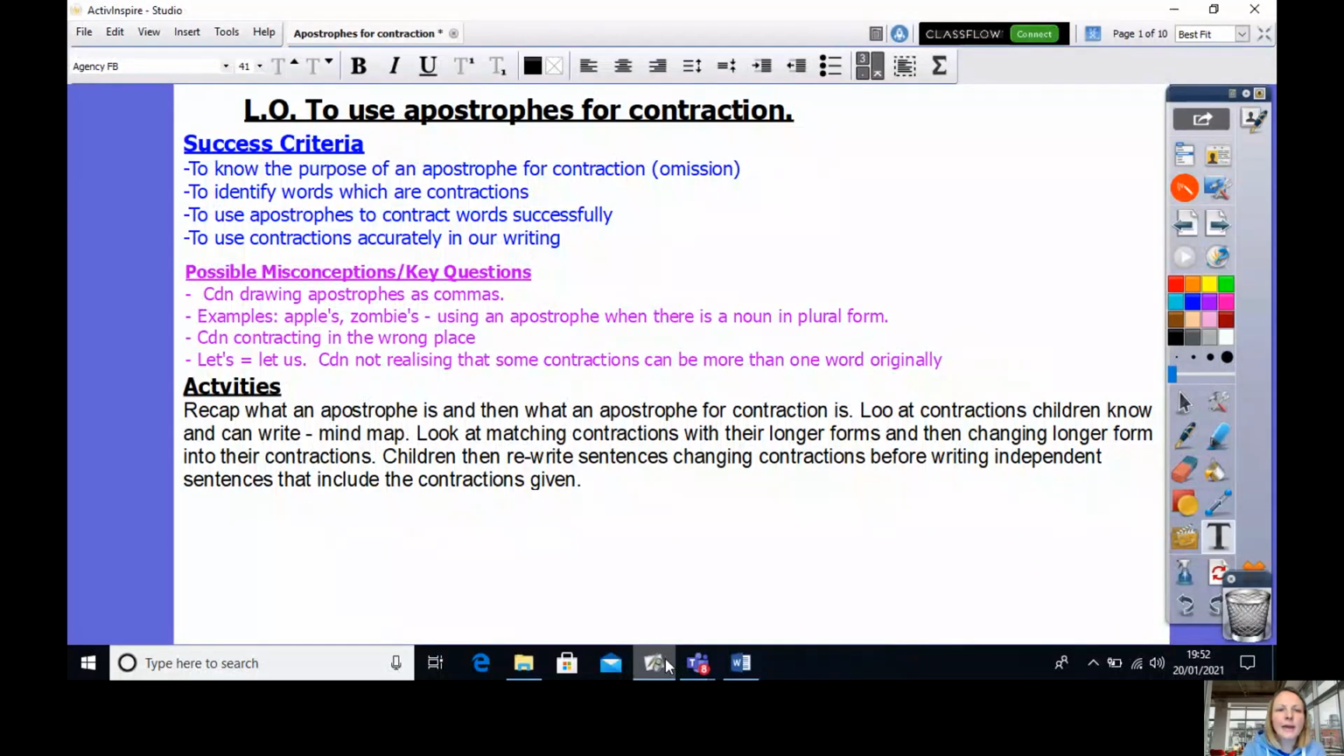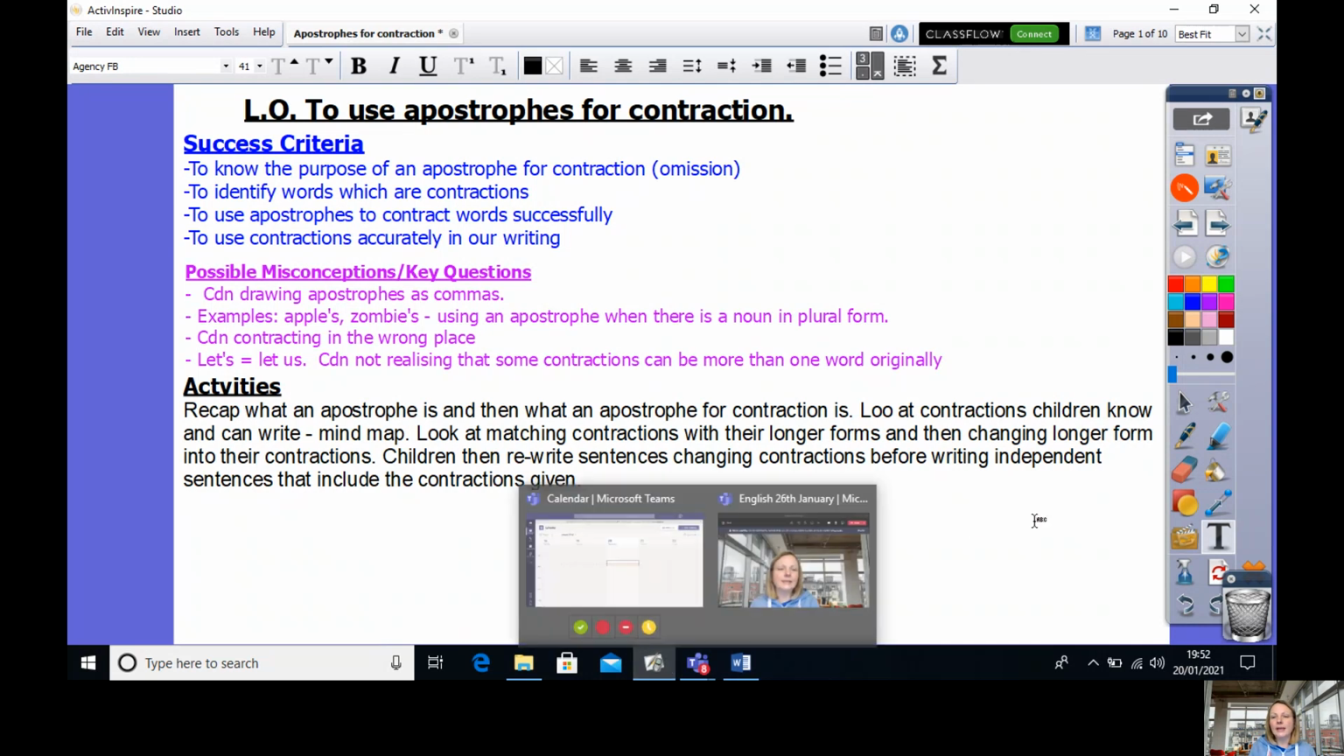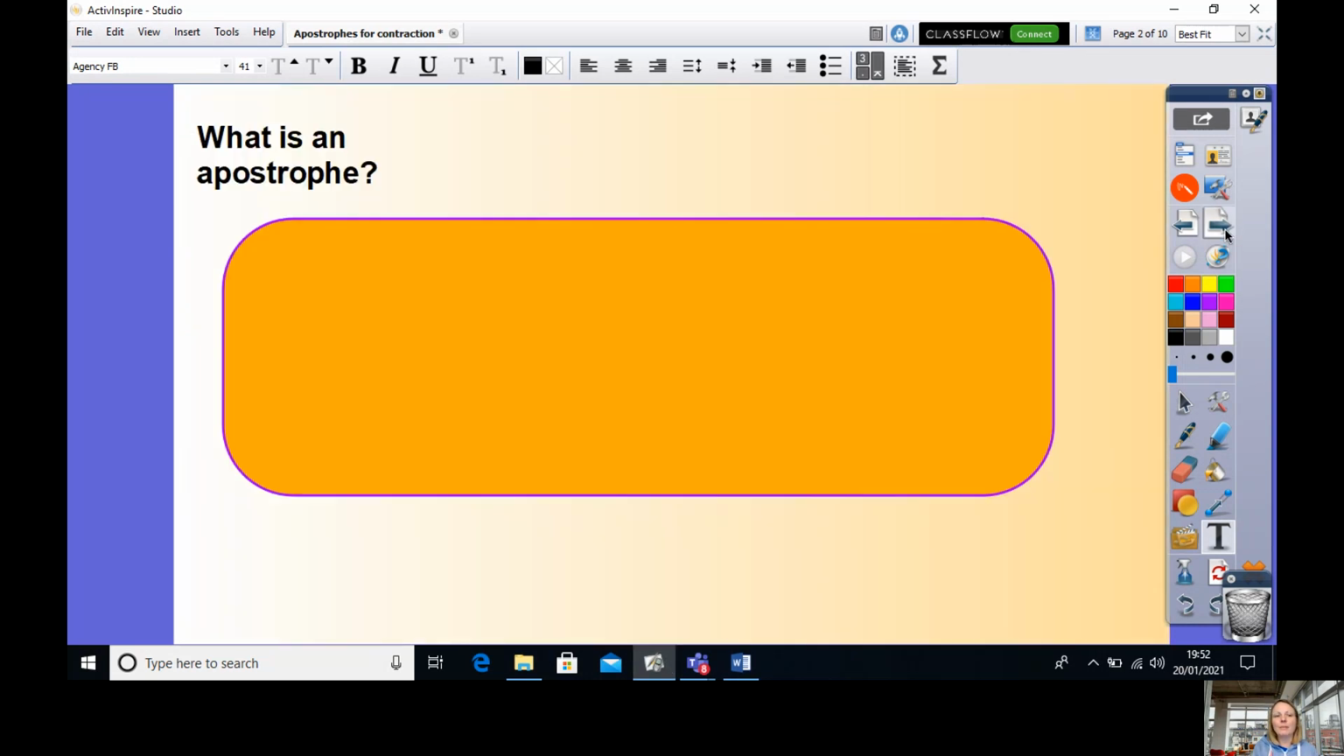Today we're going to be looking at the use of apostrophes for contraction. So by the end of today you need to know the purpose of an apostrophe for contraction. You need to identify words which are contractions. You need to be able to use apostrophes in the correct words successfully and then use contractions in your writing. So what does all that mean?